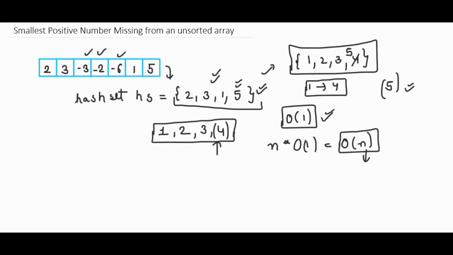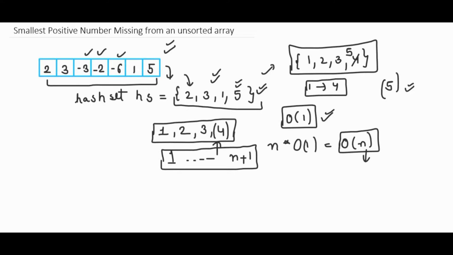In the worst case, the number of elements in this hash set can be the same as the number of elements in this array. It will be the case when all the elements in this array are positive. So we will put all the elements in this hash set, and we have to traverse from 1 to n plus 1 to find the number which is missing from this hash set.